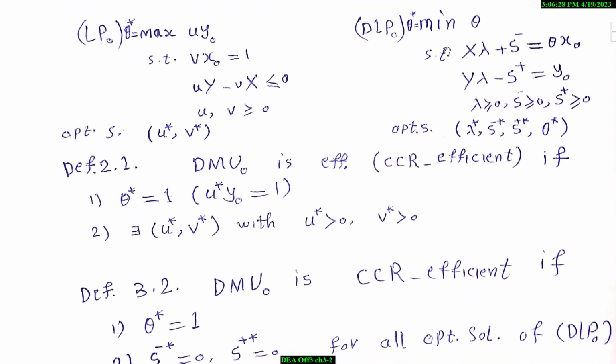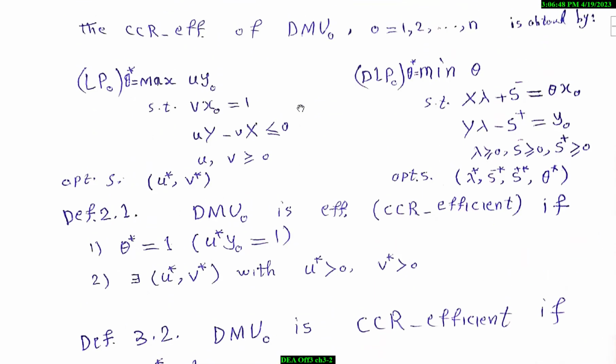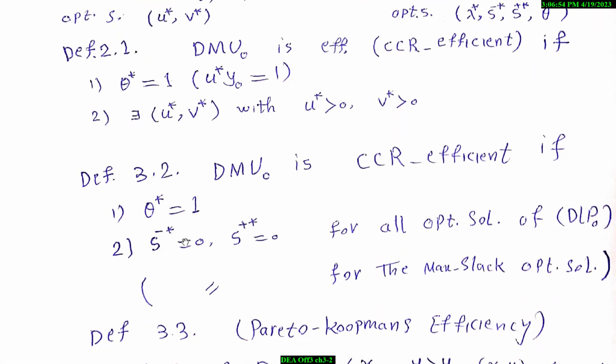By using the dual in chapter 3, we had definition 3.2, which says DMU O is CCR efficient if first, the optimal value of the DLPO is equal to 1, and second, the slacks are 0 for all optimal solutions of DLPO. This can be said also as the slacks are 0 for the max slack optimal solution.